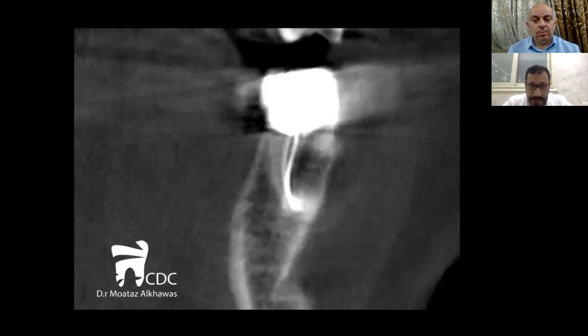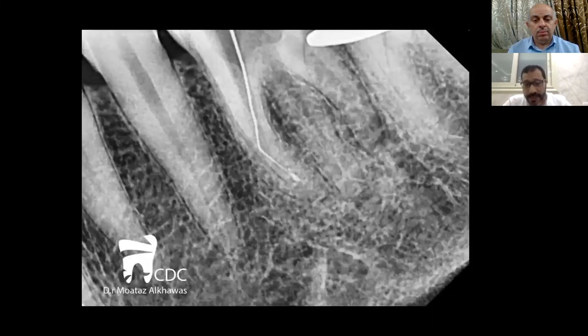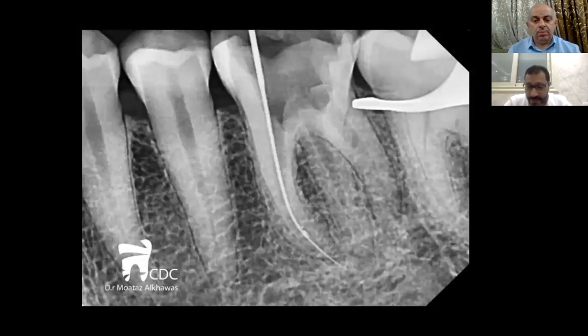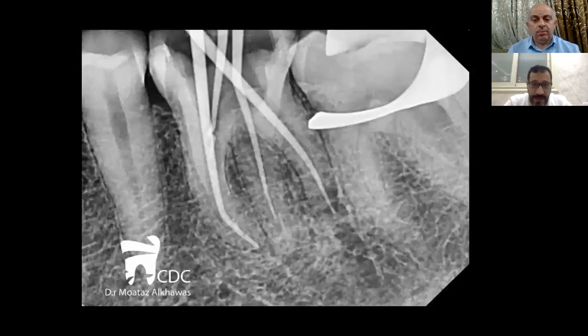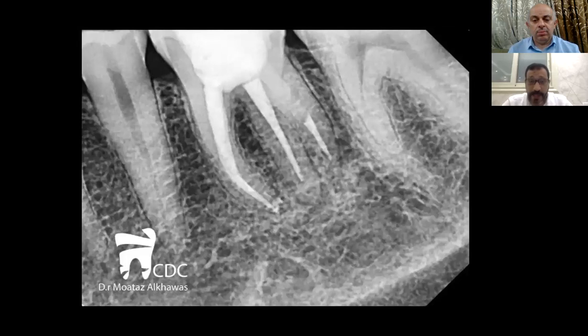Now I tried bypassing the broken instrument. I tried bypassing, sorry, the silver point. And this is after bypassing the silver point. And now this is after cleaning and shaping and a master cone step, followed by obturation of the root canal system. Also in this case, I want to discuss a very important sign and very important thing.